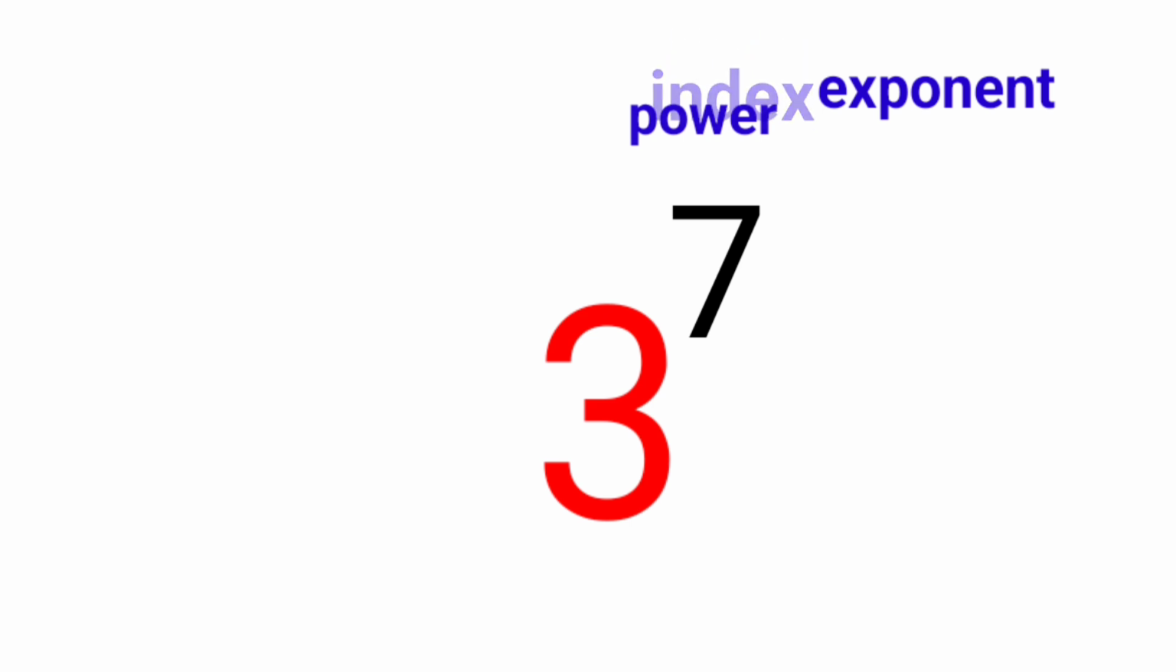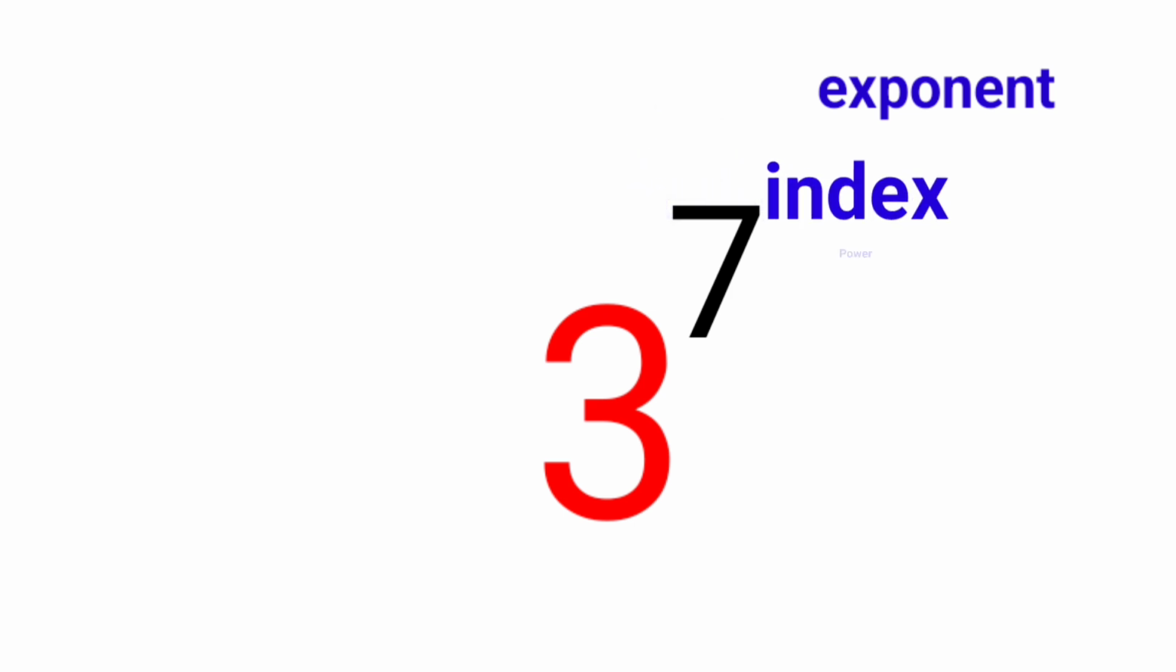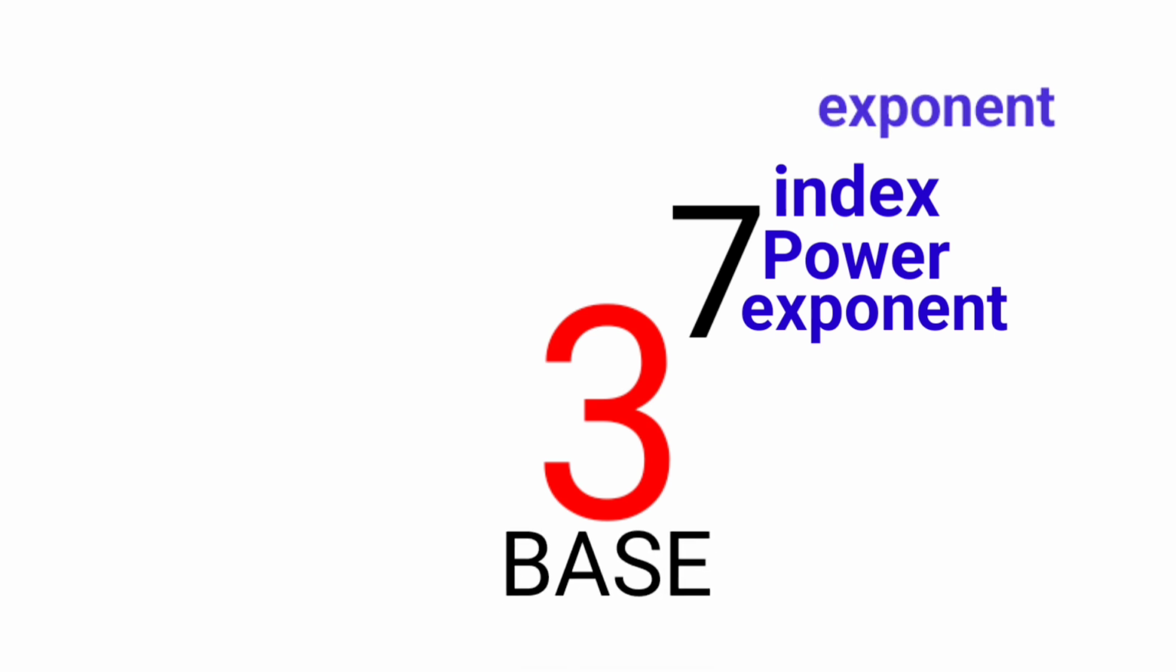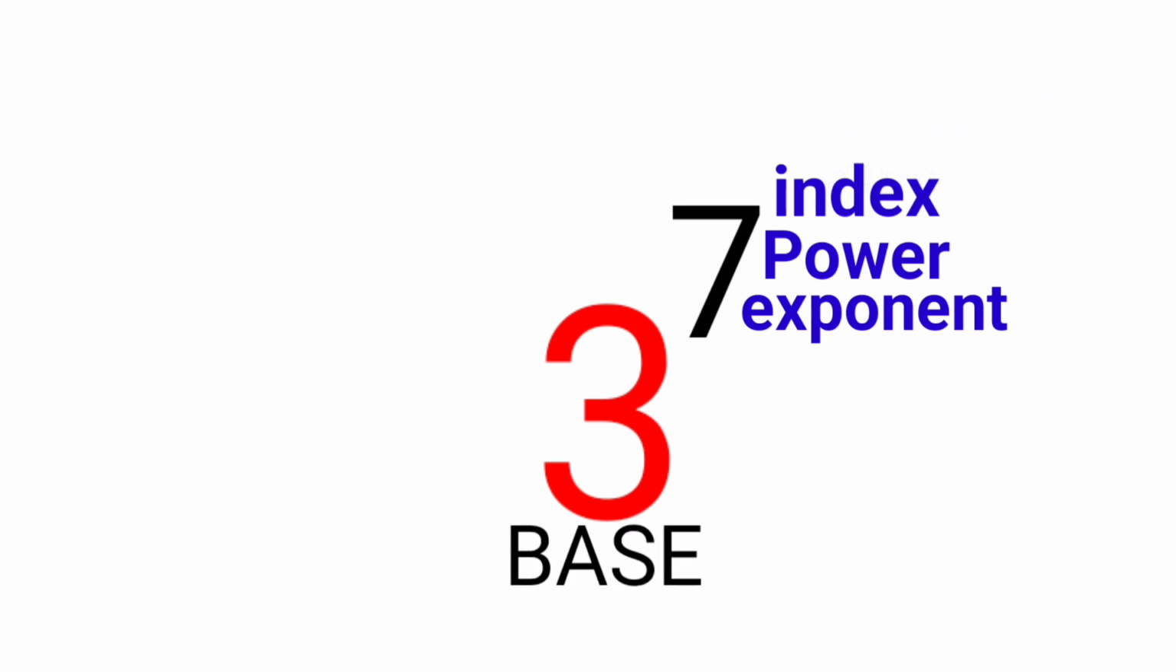And this is why it's called a superscript, because it is up at the top right hand corner of the number, and it's smaller. And then now, what about that big number? It is called the base. So the 3 there, it is called the base.